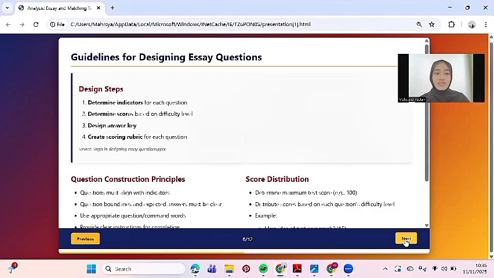The next is guidelines for designing essay questions. When designing an essay test, we first set indicators, scoring, answer key, and rubrics. Each question must clearly follow its indicator and use the right command word. It's also important to prepare the scoring rubrics before the test, so grading stays consistent and fair for all students.